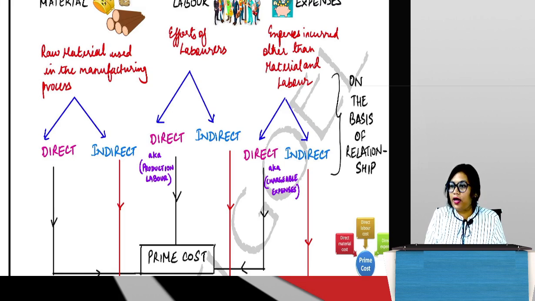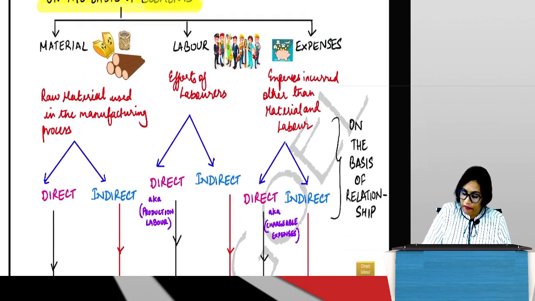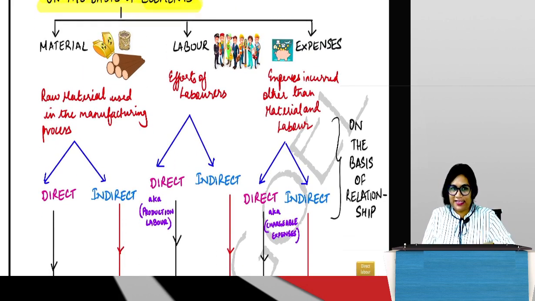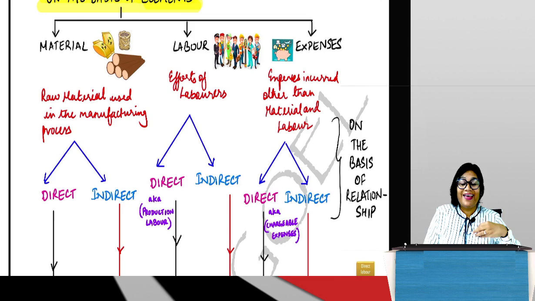Guys, next classification is on the basis of elements. Now this is the point where we will start slowly building our cost sheet. Till now whatever we studied was required for application to solve problems, but cost sheet building will start from this point onwards. Okay, so on the basis of elements.